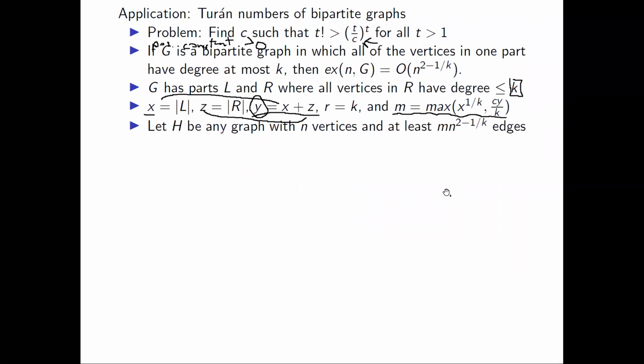So suppose that H is any graph which has order n and at least m times n to the 2 minus 1 over k edges. I just want to note here, this m is a constant. Because all of these things in the max, the x's, the k's, the c, the y, these are all constants. So this graph H with order n, it has omega of n to the 2 minus 1 over k edges.